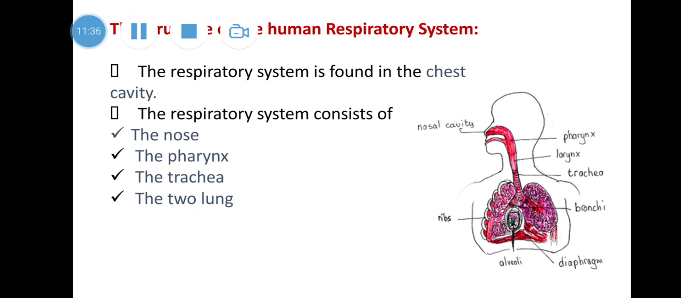Next time, we are going to take the mechanism of respiration.